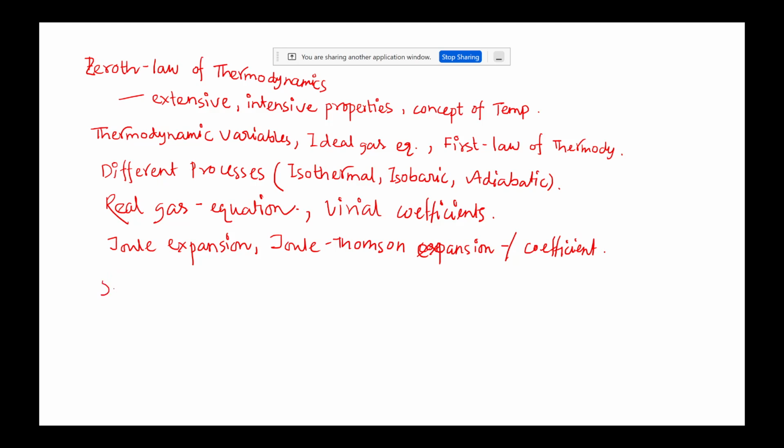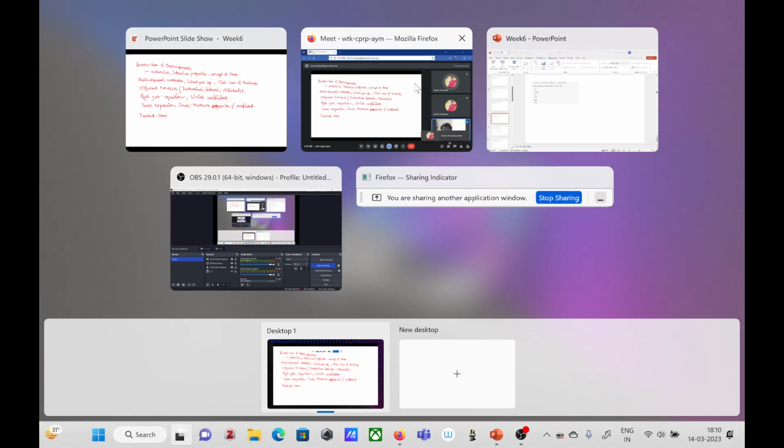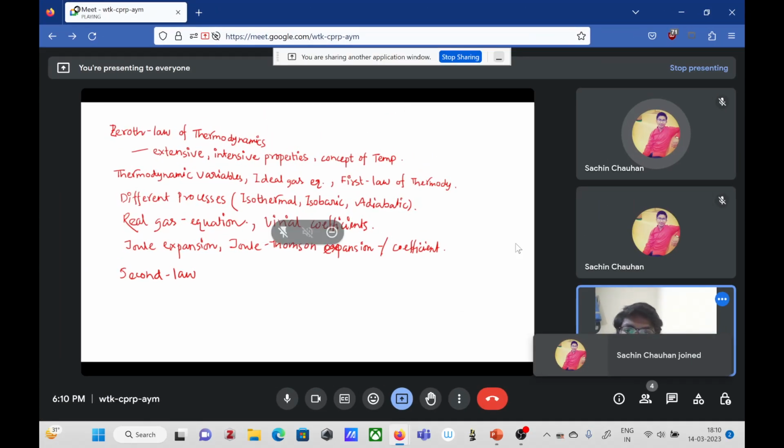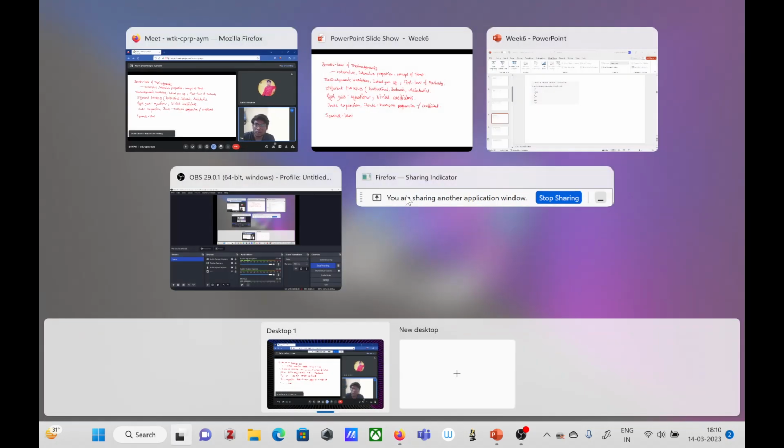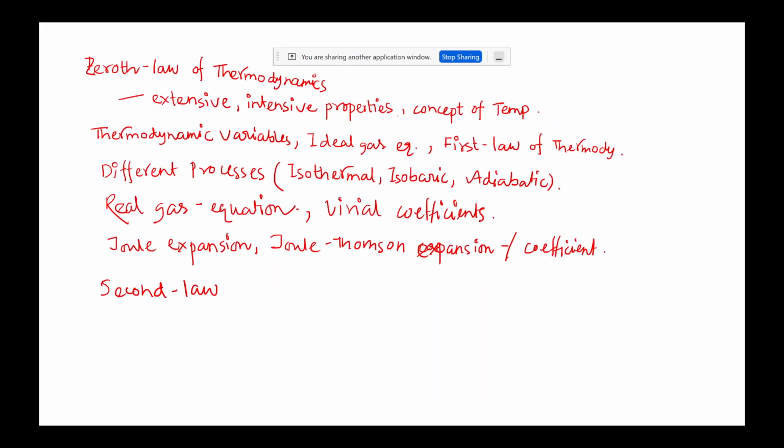Later we studied the second law of thermodynamics and the concept of entropy.